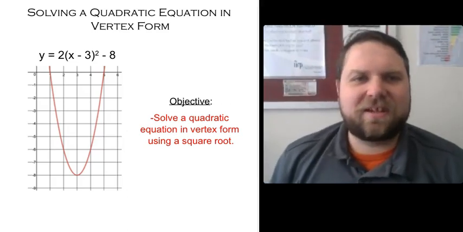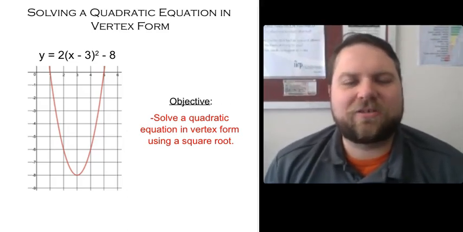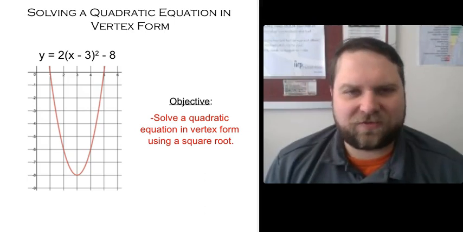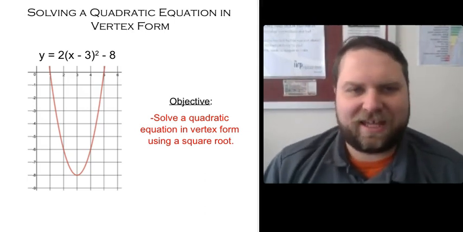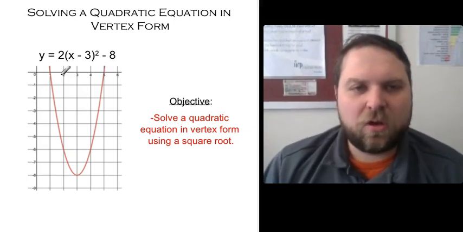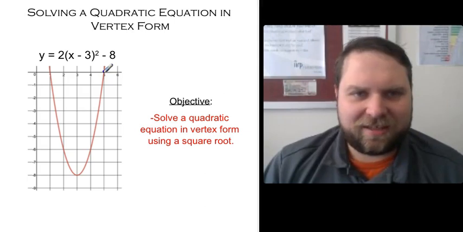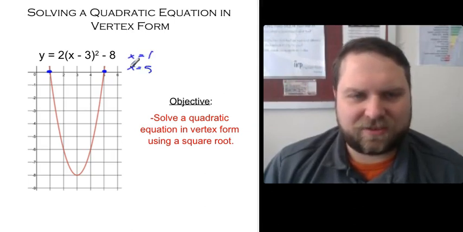Hey everybody, in this video we're going to be looking at solving a quadratic equation in vertex form. This is the first place where we're going to put together everything we've learned in Module 7. We know that by looking at a graph we can identify these roots, the solutions. So in this case we already know our answer. Our solutions are x equals 1 and x equals 5.